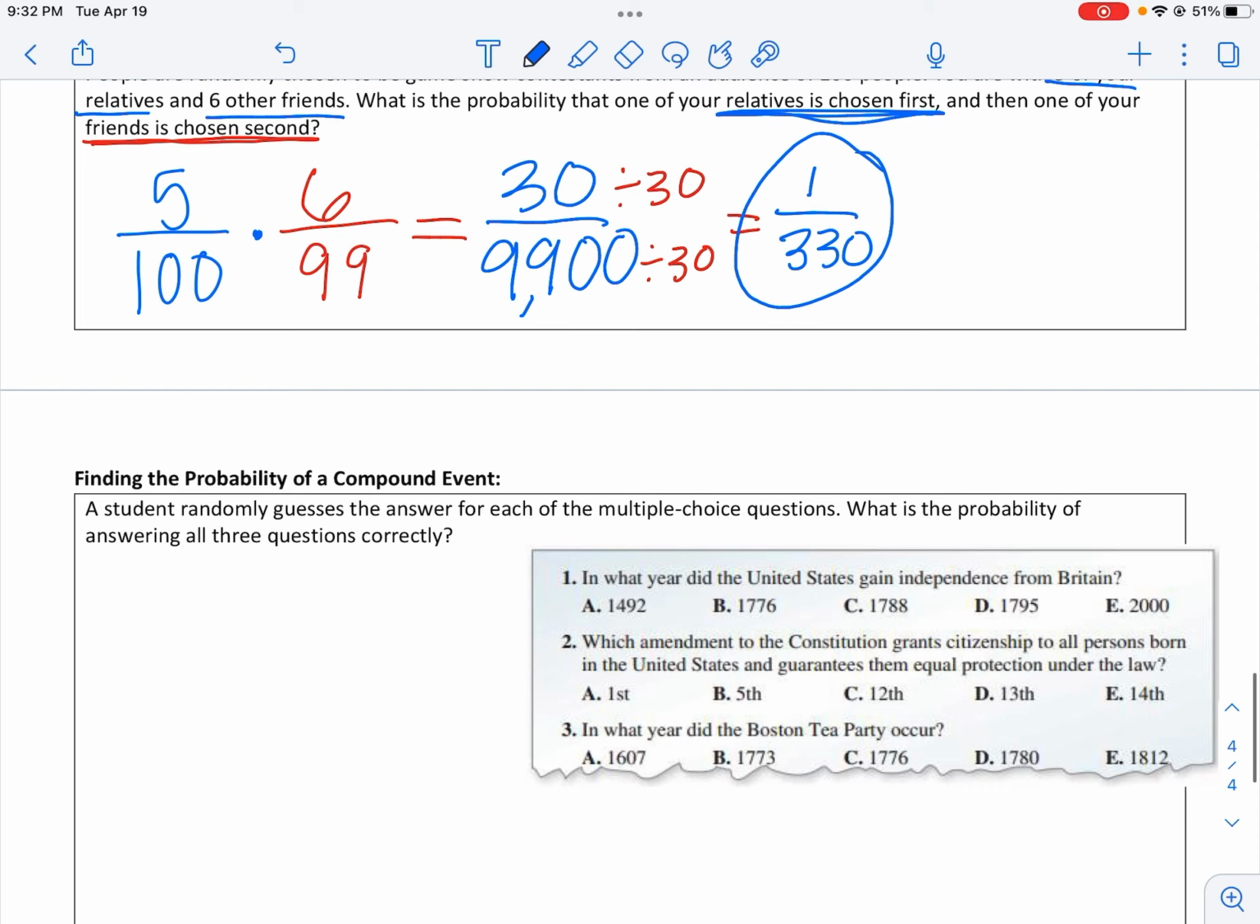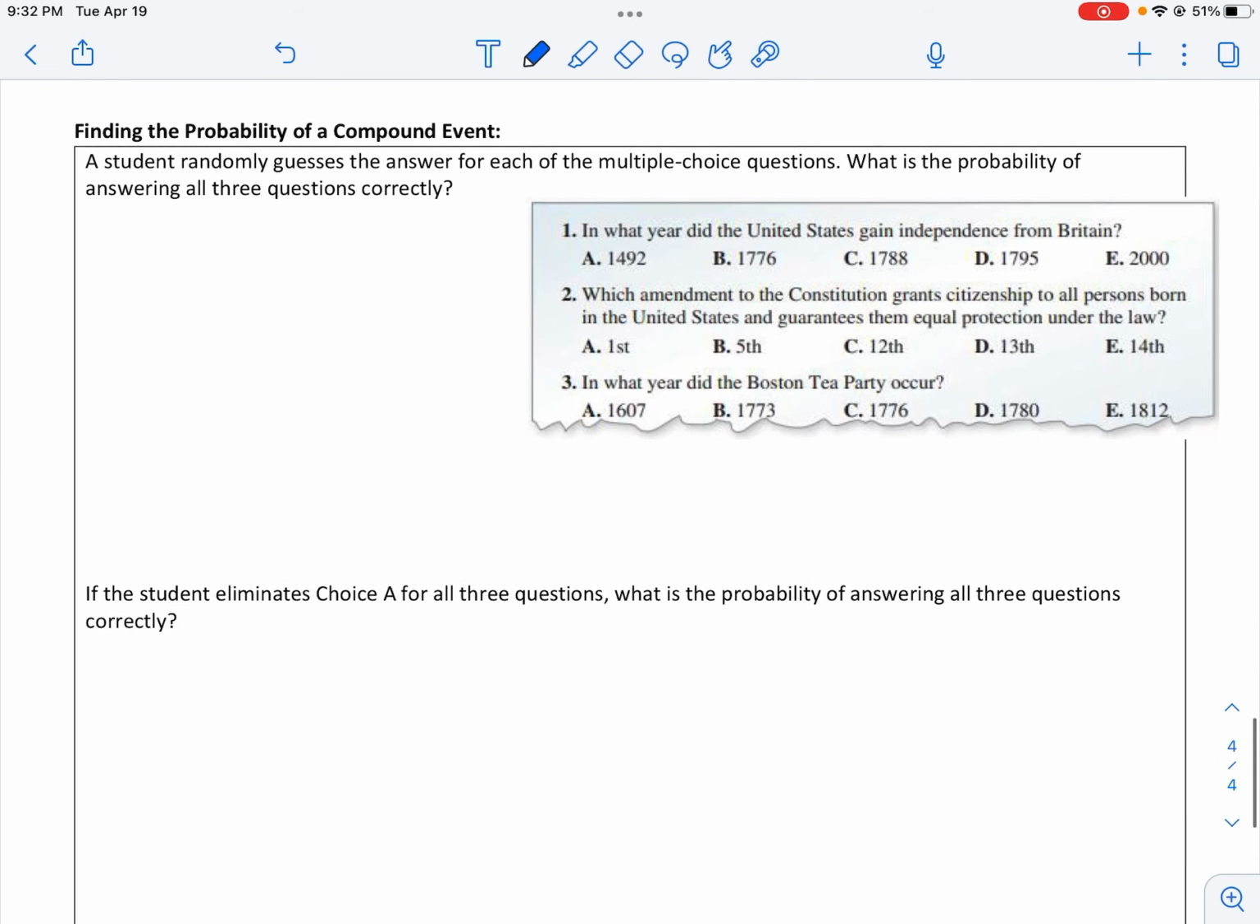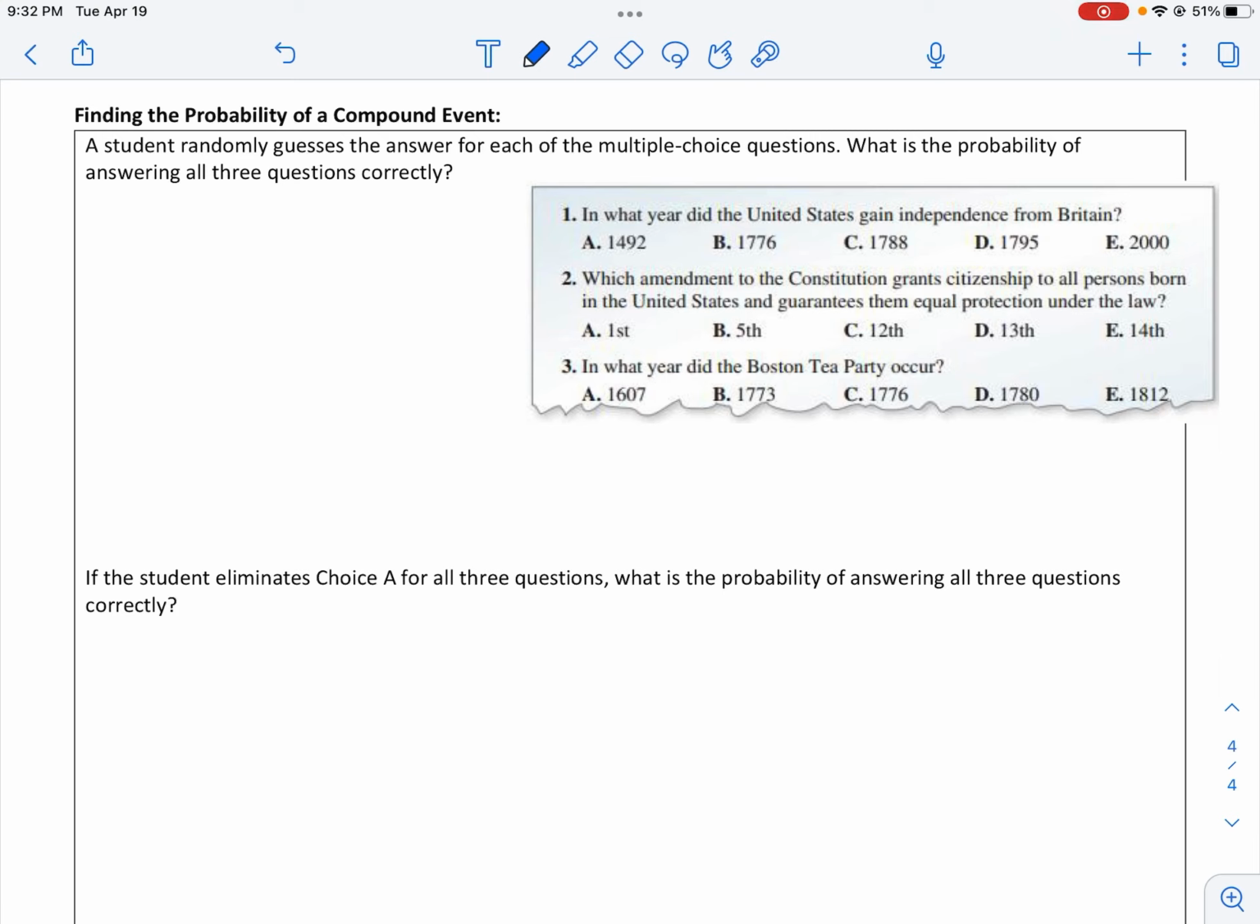Flip your page over. Yes, we have 2 pages. It says, finding the probability of a compound event. A student randomly guesses the answer for each of the multiple choice questions. What is the probability of answering all 3 questions correctly? Okay. So, in this first question here, there are 5 answers. So the probability of answering this first one correctly is what? It should be 1 out of 5, because there's 5 answers, but there's only 1 correct answer.